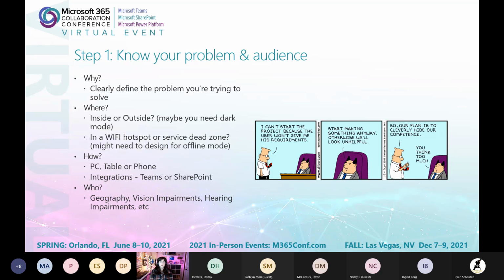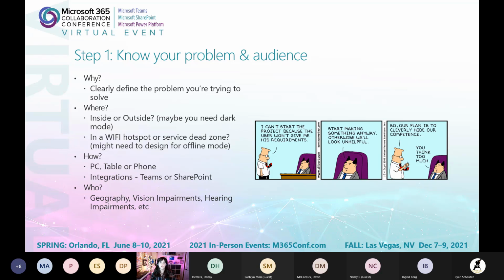Or maybe they're in a Wi-Fi hotspot, but maybe they could be in a dead zone where they don't have internet access. Then that means maybe you need to add in some offline integration into your app. You also need to consider how they'll be accessing it. Is it going to be on a PC, a tablet, or a phone? So that's going to tell you what optimizations you need to make to your app from that end.